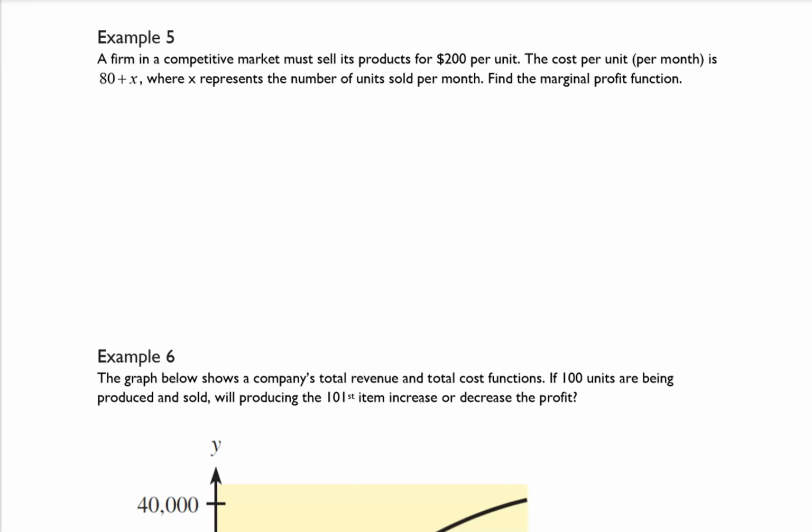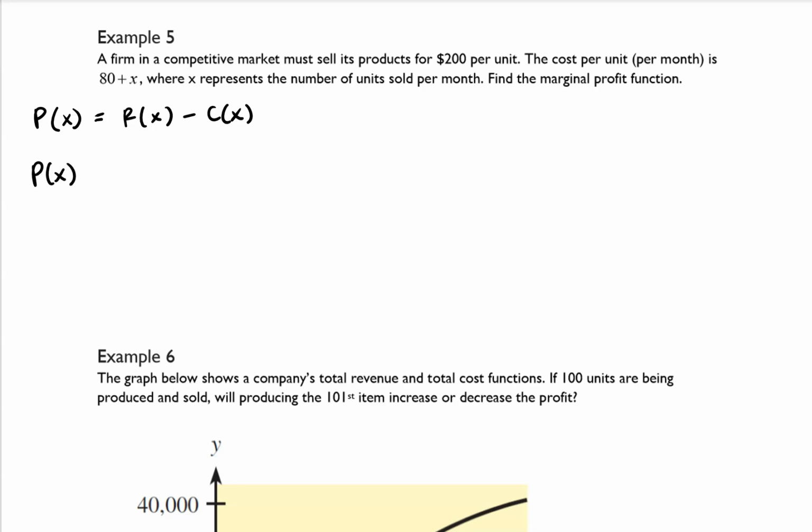Example 5 says, a firm in a competitive market must sell its products for $200 per unit. The cost per unit per month is 80 plus x, where x represents the number of units sold per month. Find the marginal profit function. So before we can find the marginal profit function, we need to find the profit function. And remember that profit is equal to the revenue function minus the cost function.